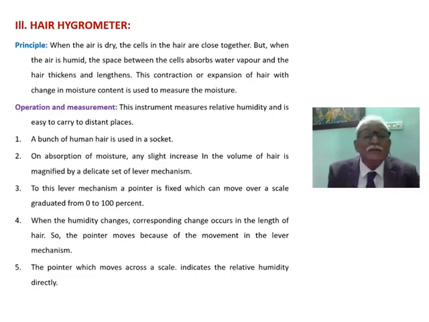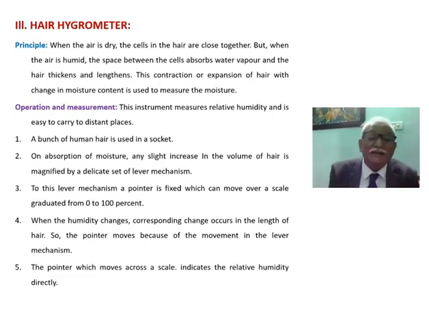What is the principle? When the air is dry, the cells in human hair are close together. But when the air is humid, the space between the cells absorbs water vapor, and the hair thickens and lengthens as the humidity increases. This contraction or expansion of hair with the change in moisture content is used to measure the moisture in the atmosphere. Water vapor content in the atmosphere is known as humidity, and it is measured by a hygrometer.